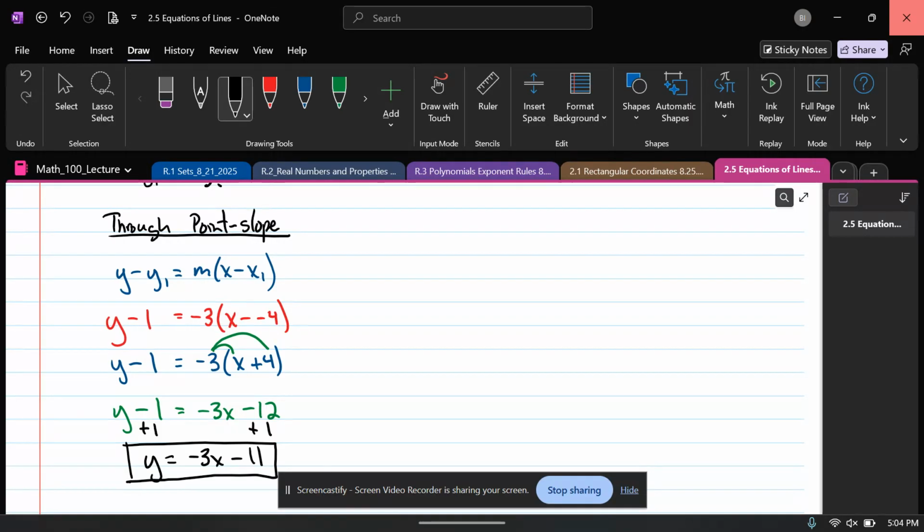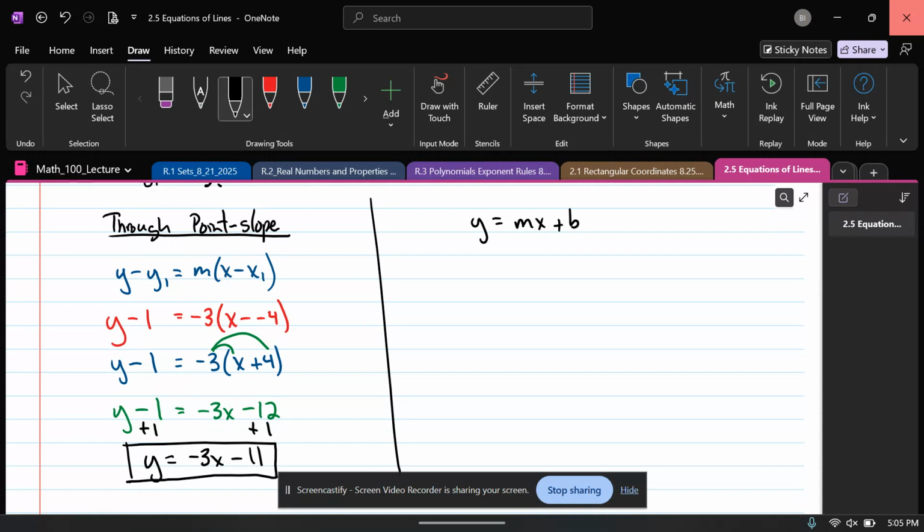Now, is that the only way to get slope-intercept form? Absolutely not. And I do it this way because my wife does it this way, and she teaches Algebra 1 at the other school. And that's what we each call each other's school. It's the other school.